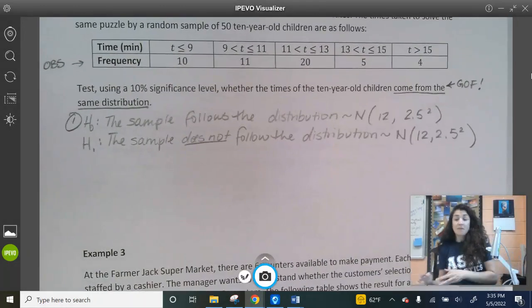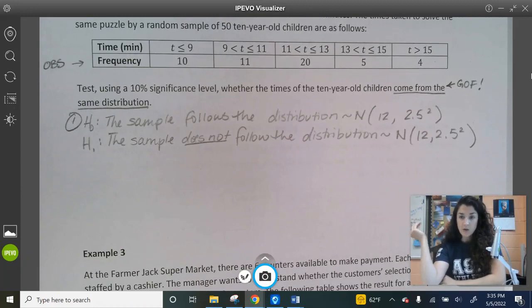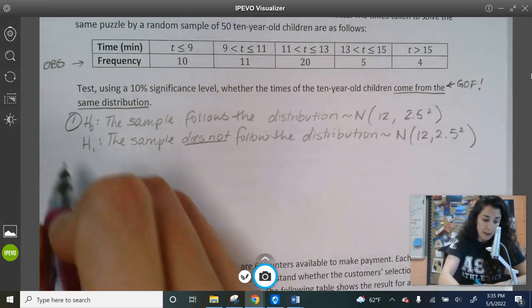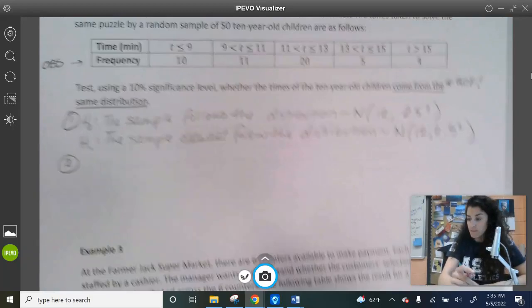Which means that our alternative could mean that the average is actually 13 or that the standard deviation is actually 3, right? So that's why we have to make sure that we're very specific with these hypotheses, is that it could just be that it still follows a normal distribution, just our averages and standard deviations are wrong. So just keep that in mind. That's why we need to be specific. So that's part 1 of the procedure.